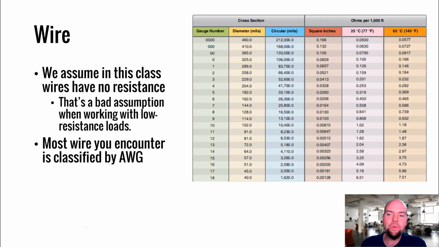Wires. In this class, we just say a wire is a perfect conductor. There's no resistance of a wire. It's ideal. That's a very bad assumption when working with high power, low resistance loads. When we're talking about powering things that consume a lot of power, that have a lot of current flow, that are fairly large geometrically, the wires that are used to power them become very critical.